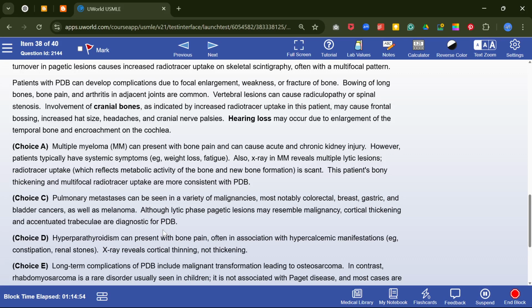Bone metastasis can be seen in a variety of malignancies, most notably colorectal, breast, gastric, and bladder cancer, as well as melanoma. Although the lytic phase of Pagetic lesions may resemble malignancy, cortical thickening and accentuated trabecular pattern are diagnostic for Paget's disease of bone. Hyperparathyroidism can present with bone pain, often in association with hypercalcemic manifestations, constipation, and renal stones. X-ray reveals cortical thinning and not thickening.